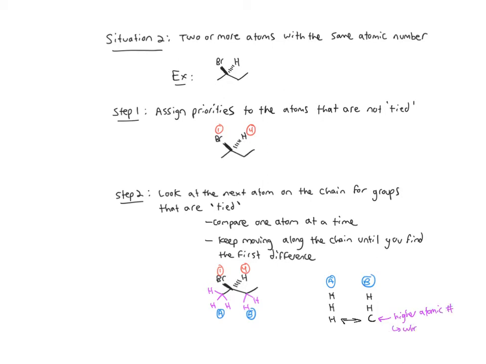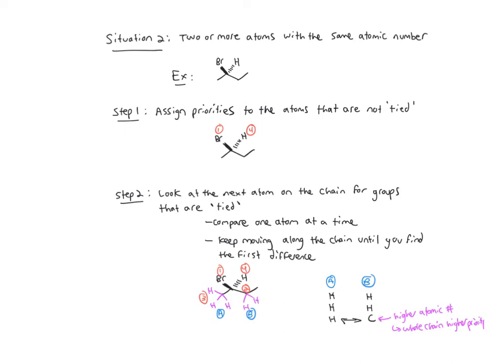So that makes that whole chain higher priority, which in this case, B is going to be priority 2 because that's our next priority. So we already put bromine as 1. So that means that the ethyl group is going to be priority 2, and then priority 3 would be the methyl group on the left-hand side. So that's going to be priority 3.